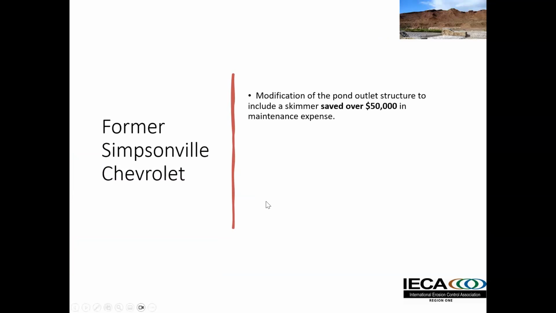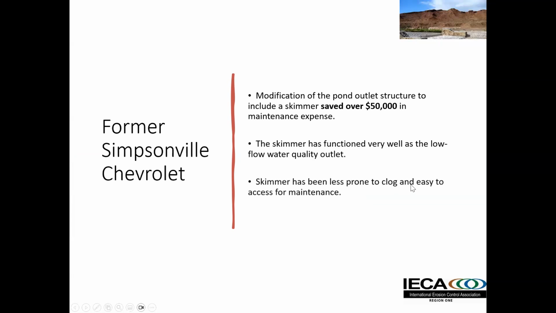So just to recap for this site, the modification of the pond outlet structure to include a skimmer saved over $50,000 in just the pond maintenance expense of having to haul and dig out all the muck and debris. The skimmer functions very well as a low flow water quality outlet. And the skimmer has been much less prone to clog and easy to access for maintenance. They got a rope on the skimmer, and occasionally they do have to shake it off. Again, skimmers are not maintenance-free items. They do need some attention every now and then, but it's been there now for over 10 years, or just right at 10 years, and over that time has functioned really well.